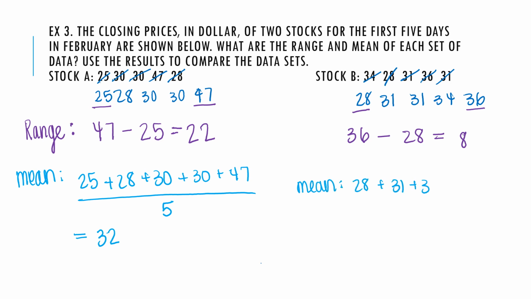Okay, so the mean for the next one, I'm going to go ahead and add 28 plus 31 plus 31 plus 34 plus 36, divide it by 5, because we have 5 numbers there. Go ahead and plug that into your calculator, and you get 32. So both sets of stocks have a mean of 32. The range of the prices for stock A is 22, and the range of the prices for stock B is 8. Both stocks had the same average price during the 5-day period, but prices for stock A were more spread out.